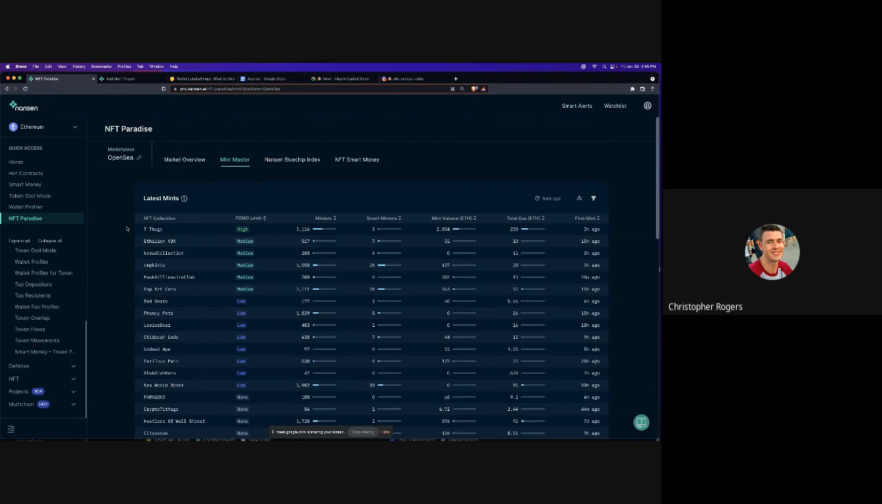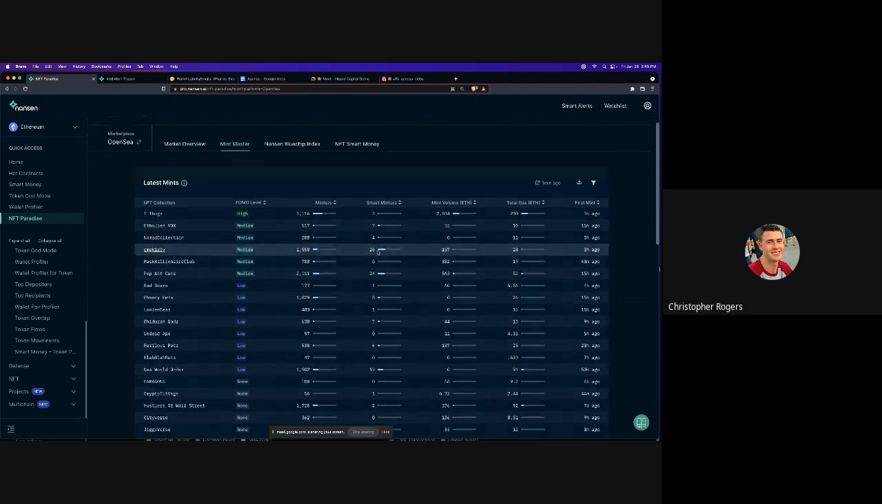In addition to that, we can also take a look at smart minters. Smart minters are entities or wallets that are highly profitable when it comes to minting. So here on OMG Kirby, we have a medium FOMO level, quite a reasonable amount of minters, as well as 26 smart minters. So this could be something worth checking out, since smart money is investing their time into it.